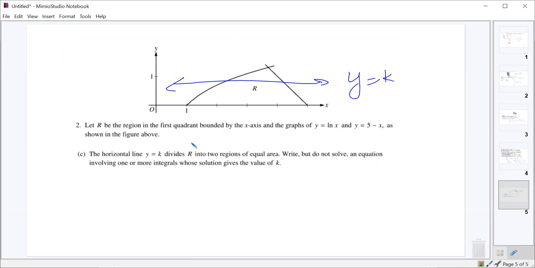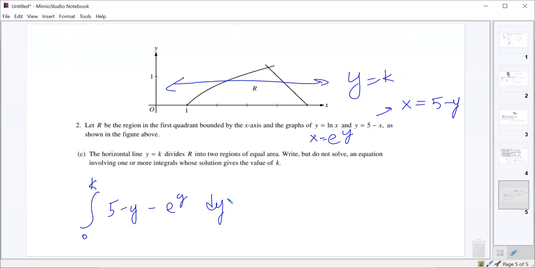So the best thing to do would be to say that we need to set y equals 5 minus x as x equals 5 minus y, and y equals ln x as x equals e to the y. And so then we will integrate from 0 to k, because this is k where this horizontal line is, the rightmost function minus the left function, dy. And then you have 2 options.